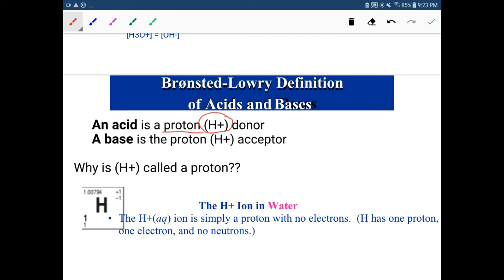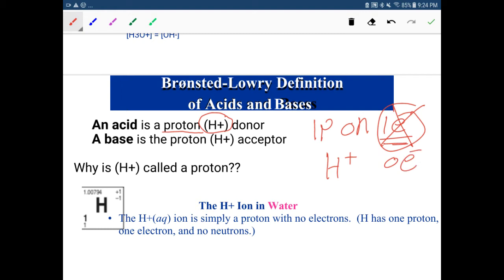Why do we call it a proton and not just a hydrogen ion? Because they mean the same thing. Hydrogen has one proton, 0 neutrons, and 1 electron. This is a hydrogen atom when it's neutral. When it becomes an ion, when it forms an H plus ion, this plus comes from losing an electron. When it loses it, it only has one proton now. So it has 0 neutrons, 0 electrons, and 1 proton. That's why we call it a proton.